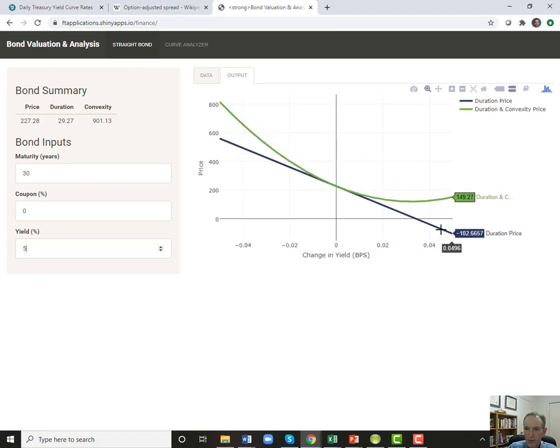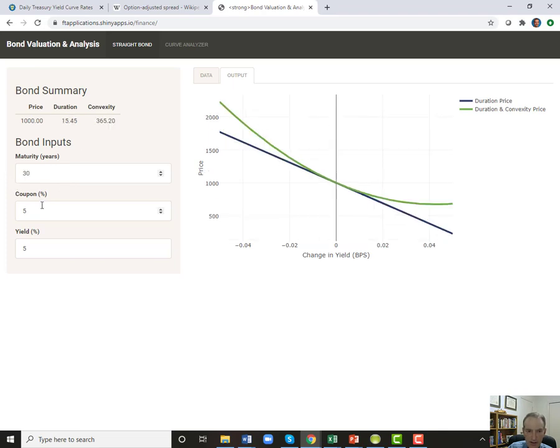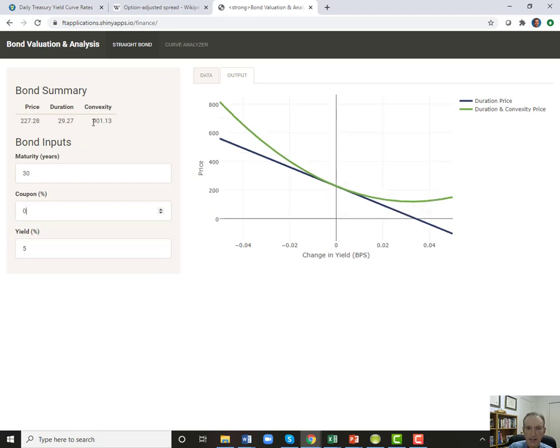And so the duration formula is really limited. If interest rates change a lot, duration really is wrong. And you can look here, it's really, really off. And look at the convexity on this bond. It's over 900. Remember on the 10-year bond, the convexity was 78, but with a 30-year bond and 0 coupon, the convexity goes from 78 to 901.